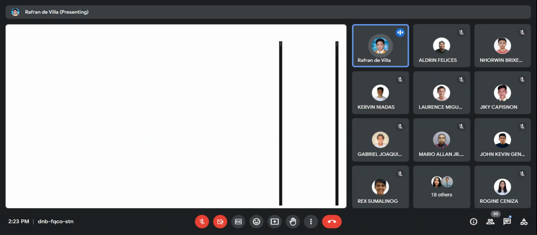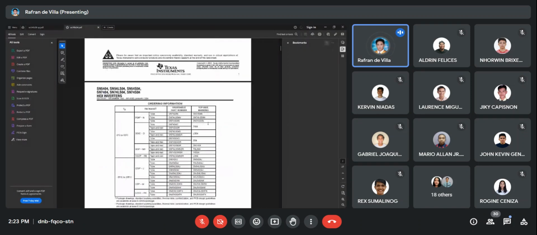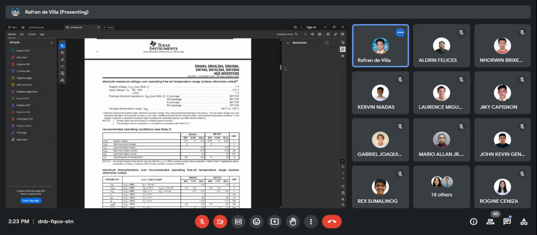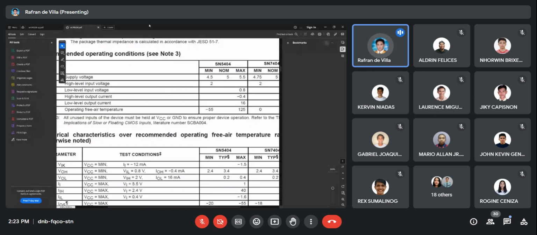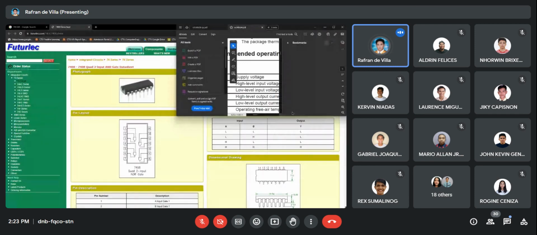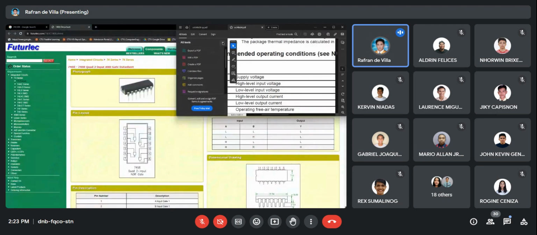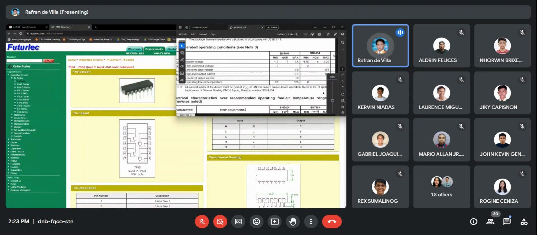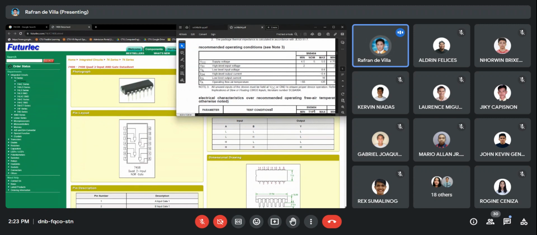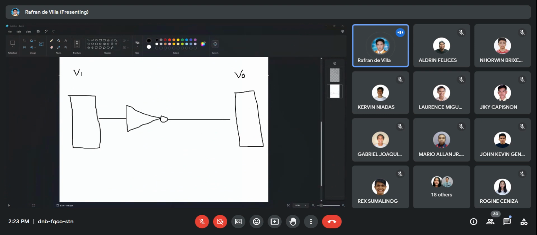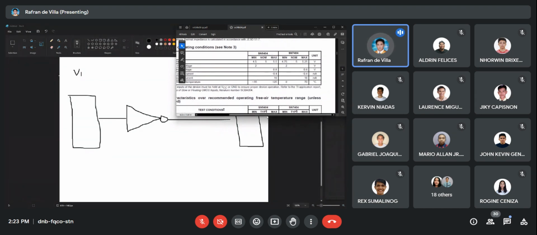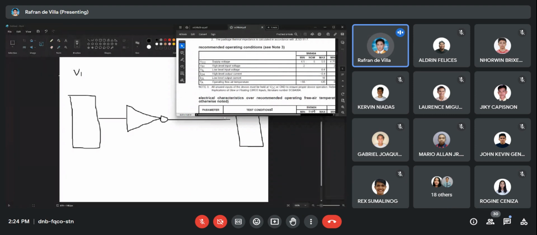Let's try to open this. So let's look at these parameters. Okay. Para may basihan na to as we generate, okay, the illustration for the voltage input high and voltage input low.